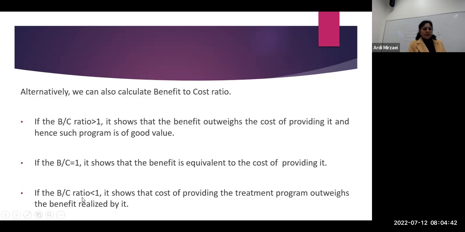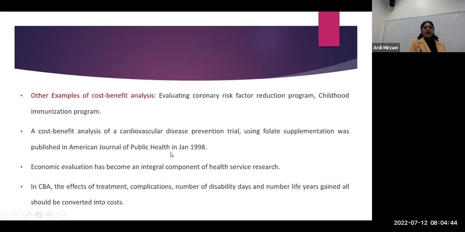So other examples of cost benefit analysis are evaluating a coronary risk factor reduction program and a childhood immunization program. Then a cost benefit analysis of a cardiovascular disease prevention trial using folate supplementation was published in the American Journal of Public Health in January 1998. And economic evaluation has become an integral component of health service research.